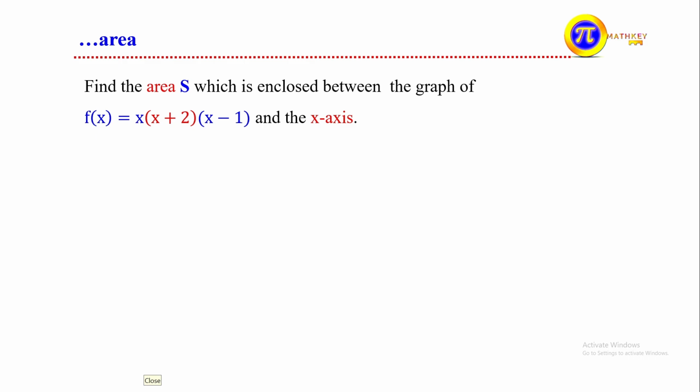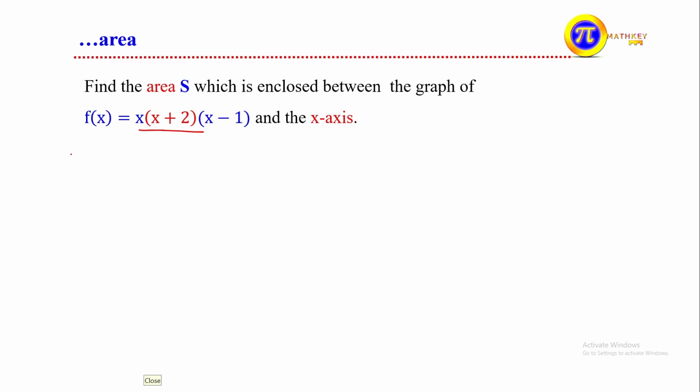Hello students, today we are going to walk through how to find the total area S enclosed between the curve of the function and the x-axis. The function is f of x equals x times (x plus 2) times (x minus 1). When finding an enclosed area using calculus, we have to follow these steps.